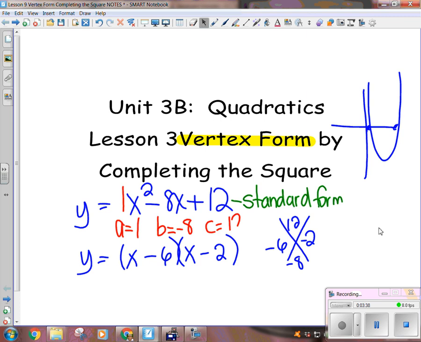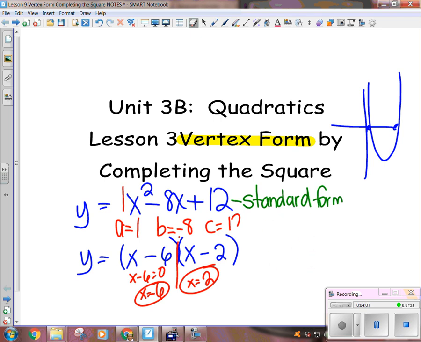If we did solve it, what would my 2 answers be? We'd say x minus 6 equals 0, so the first answer would be positive 6, and the second answer would be positive 2. So I have 2 answers, positive 6 and positive 2. Now, if this is called standard form, what do you think the second version is called? Nope, starts with letter F. Factored form. Everybody good?